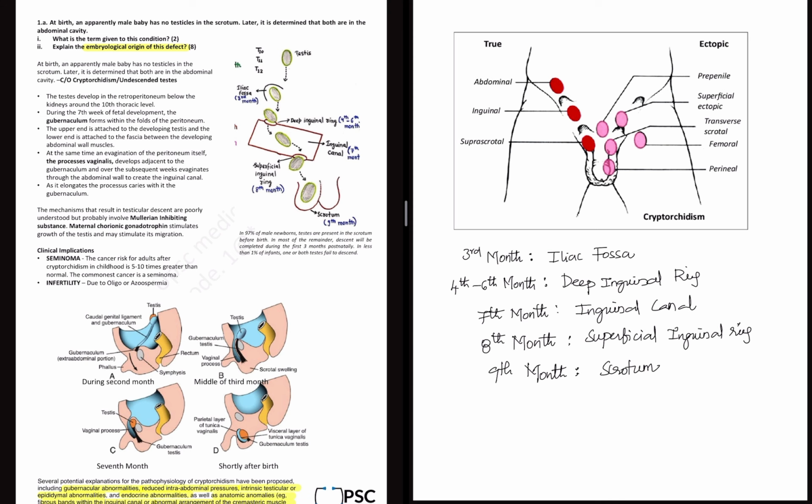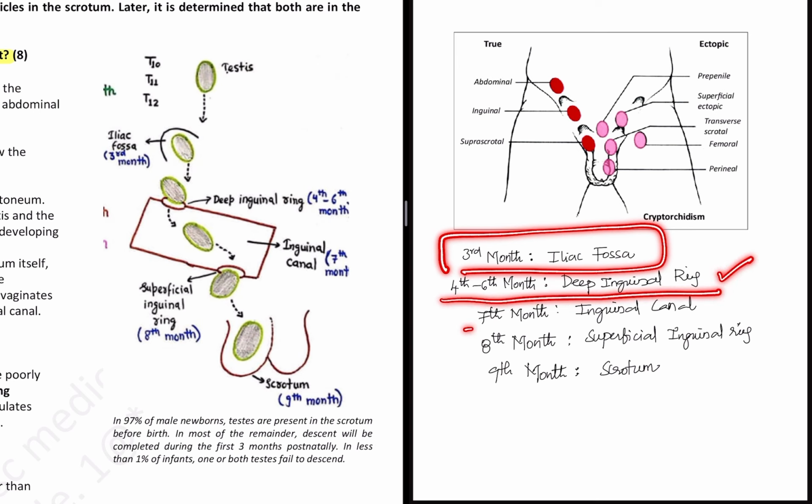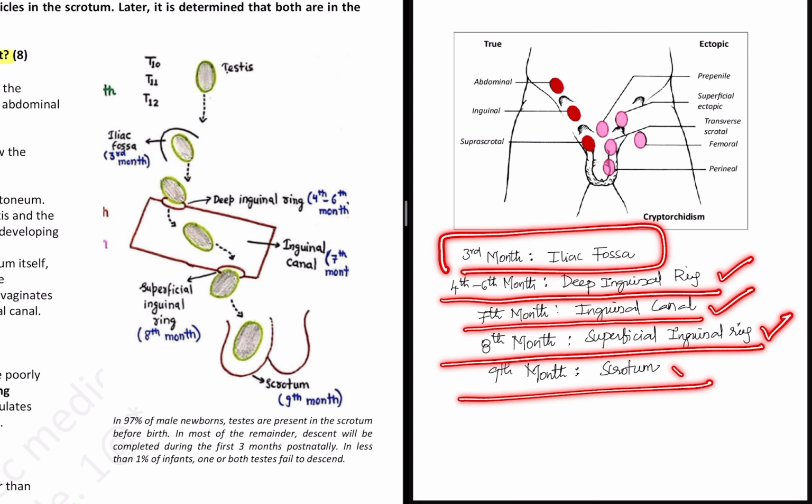You know what happens when you look at the testicular development? Testis is initially abdominal. It is at the level of T10, 11 and 12. Slowly, by the third month it reaches the iliac fossa. From there, in the 4th to 6th month, it reaches the deep inguinal ring. In the 7th month, it reaches the inguinal canal. In the 8th month, it reaches the superficial inguinal ring. And finally, in the 9th month, it reaches the scrotum.